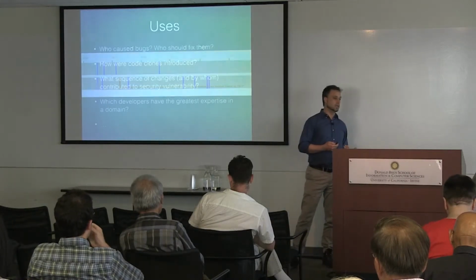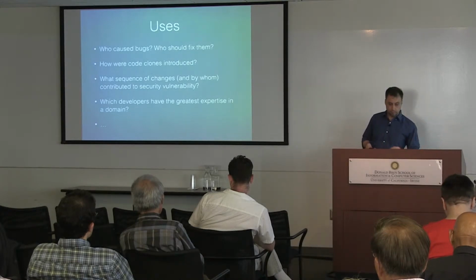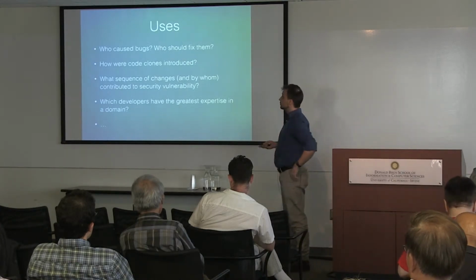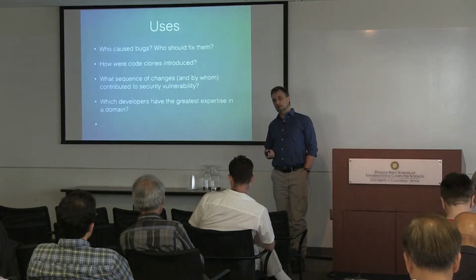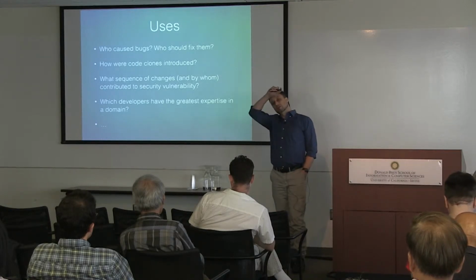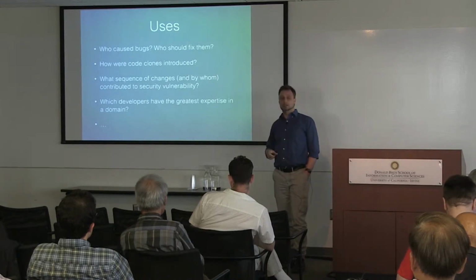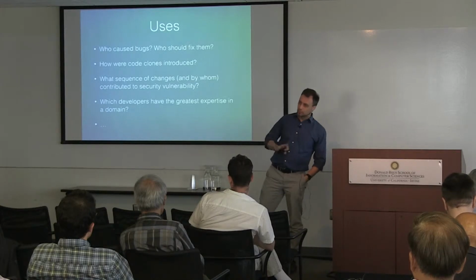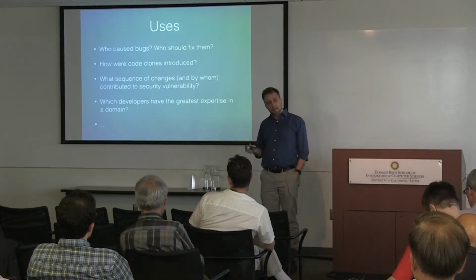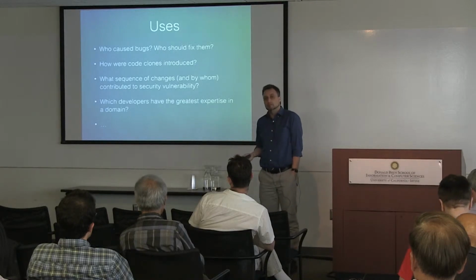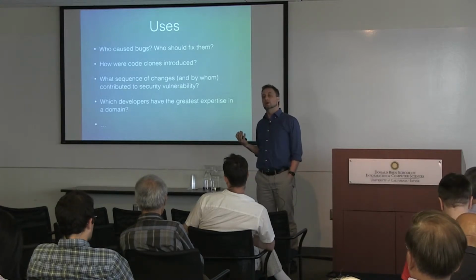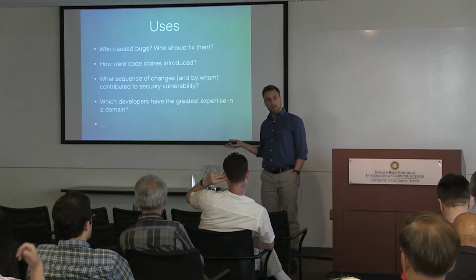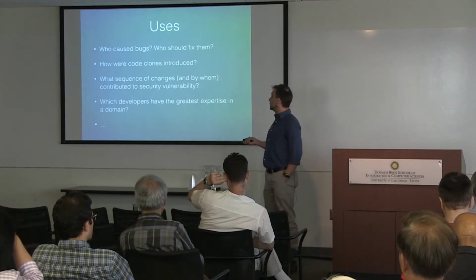There are a number of ways that we can utilize this kind of information. For example, if we have bugs in our software, we can automatically identify who should fix those bugs, or maybe who caused those bugs. And political issues aside, this could be useful, at least in terms of saying who has the right expertise to tackle a bug, given all the past authorship of the code.